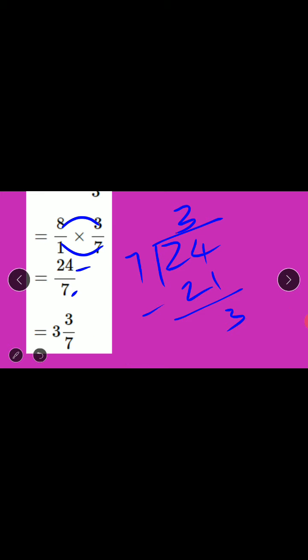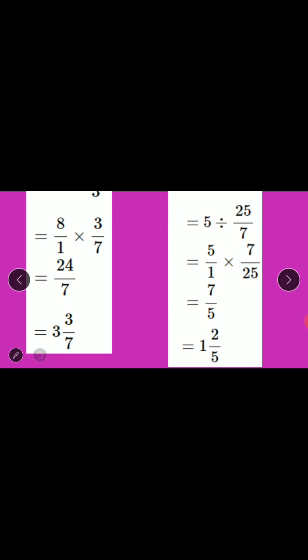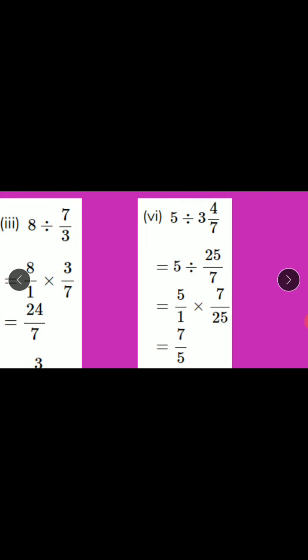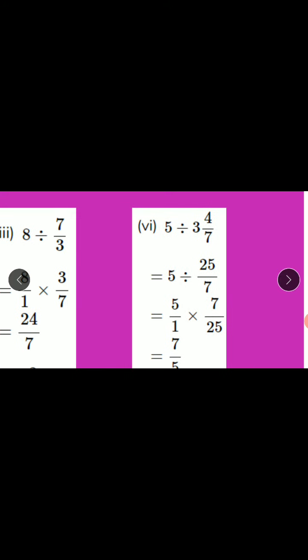Let's see one more question in this. The next one. Question 6. 5 divided by 3 and 4/7. 5 divided by 3 and 4/7. So how do we divide? We will copy the dividend as it is and divide by the divisor, because 5 is a whole number, the dividend is a whole number. The divisor is a mixed number, mixed fraction.